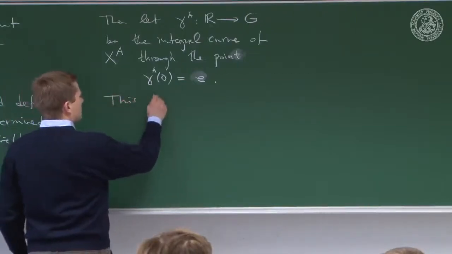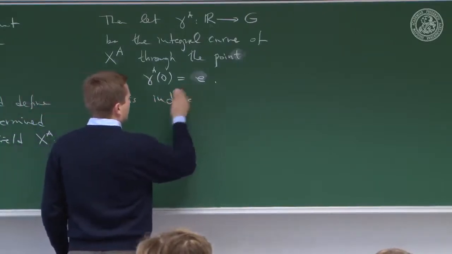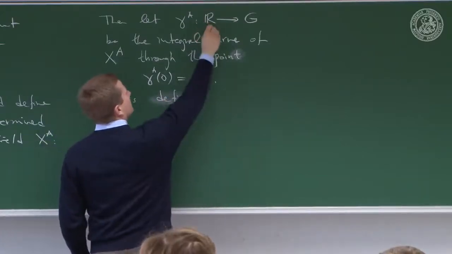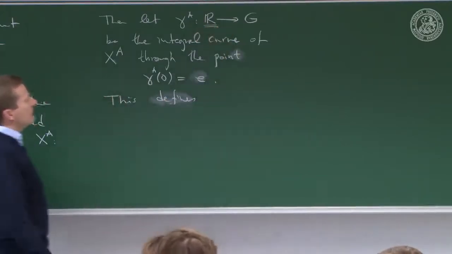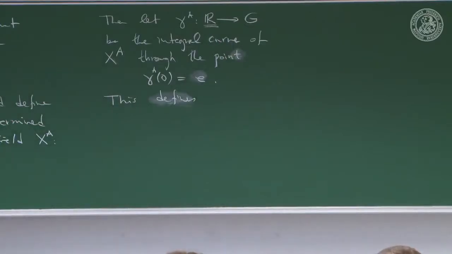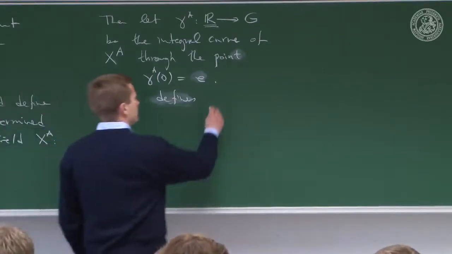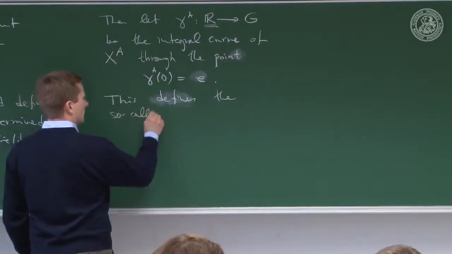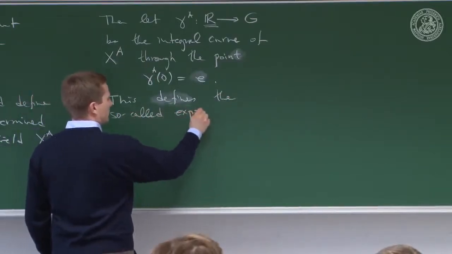This curve defines, and I can define this for every parameter value. That is, of course, building on this theorem that the vector field is complete. So this defines the so-called exponential map.